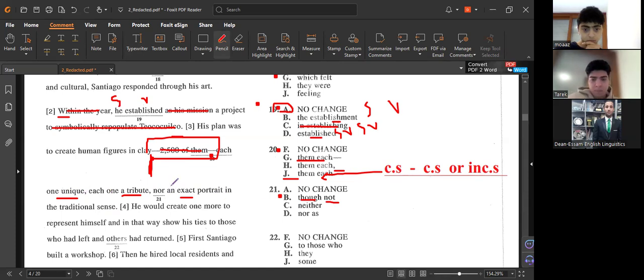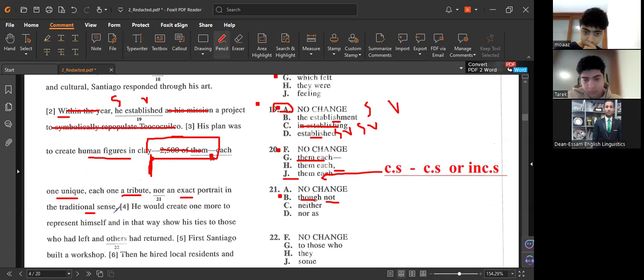Let me help you. For nor, like neither nor, either or, remember? Do we have neither here? Do we use nor? No. So we need to show a contrast between this part and this part. His plan was to create human figures in clay. It's unique, with an attribute, but not an exact portrait in the traditional sense. Right, that's why.